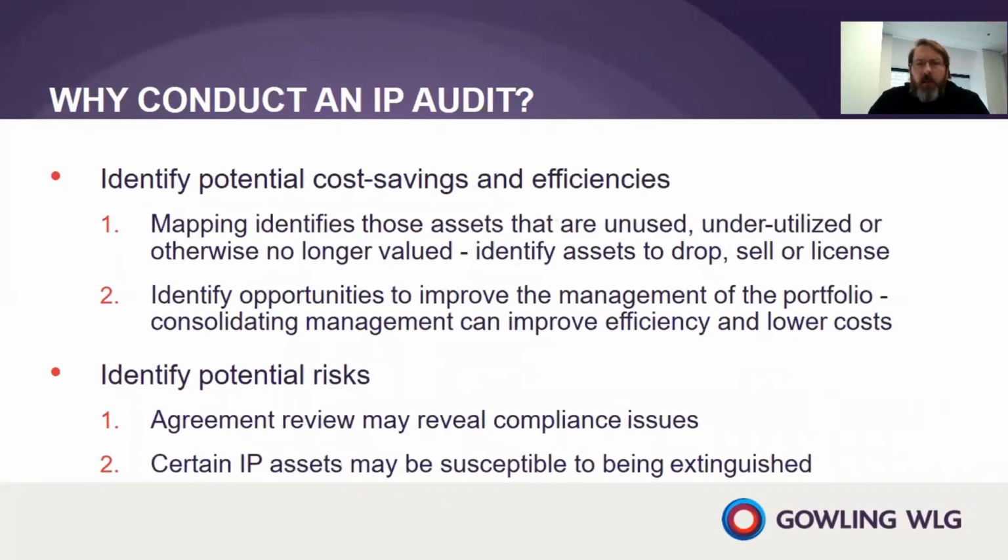Potential cost savings and efficiencies are often also identifiable. Mapping can show those assets that are unused, underutilized, or otherwise no longer valued. These assets may be dropped, sold, or licensed. Opportunities can be identified to improve the management of one's portfolio. For example, consolidating management might improve efficiency and lower costs.